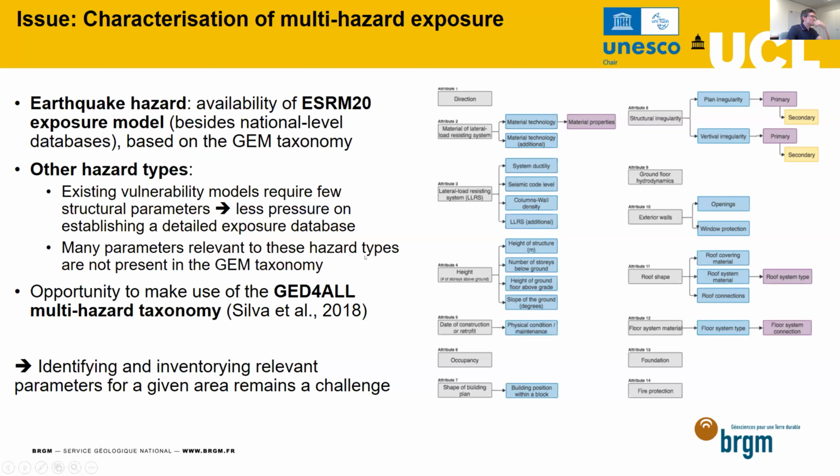And many parameters that may be relevant to these hazard types, for instance the roof type, foundation type, and so on, are not present in the GEM taxonomy. So this also constitutes an opportunity to make use of the GED4ALL multi-hazard taxonomy. Here is an example of the different attributes on the right. But still, identifying and inventorying all these relevant parameters for a given area remains a challenge.